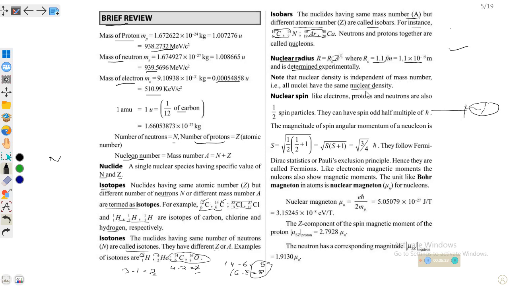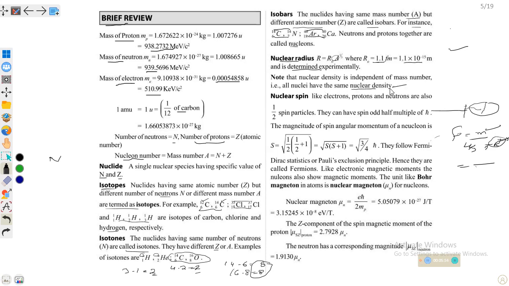We can find the density of any nucleus because density is equal to mass over volume, and volume is 4 over 3 pi r cubed. If we put in the value of r at this point, the mass is constant and the atomic mass is constant, so this will give a fixed density for all nuclei. So if you are asked, the nuclear density is independent of mass number; all nuclei have the same nuclear density.